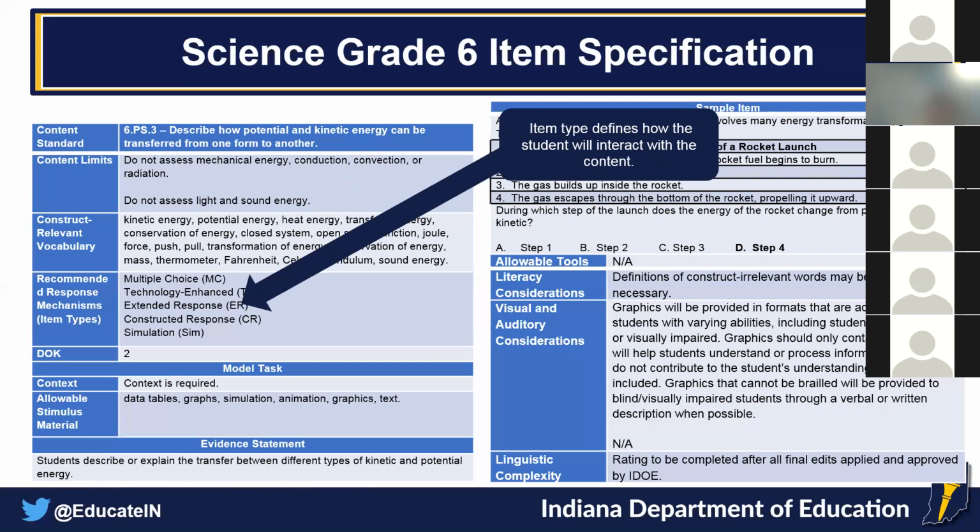Teachers also looked at all the different types of items that we could put on iLearn. So multiple choice, drag and drop, fill in the blank, grids, graphs, things like that. And they came up with a list of suggestions that we could use to assess this standard. So for this standard, multiple choice, technology enhanced, extended response, constructed response, or a simulation where the students would run through like a mini lab are all fair game as items to use for this standard.